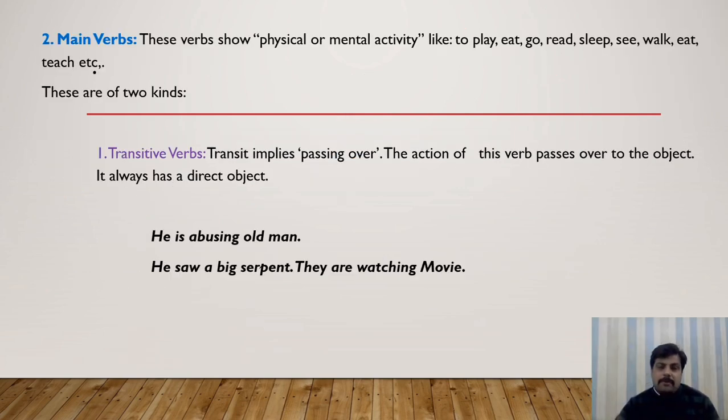Now when we talk about main verbs, I have already told you that main verbs show physical or mental activity. जैसे play, eat, read, sleep, see, think, what, that is all action. When you think, there is a psychological action in your brain. Okay, so body always has an action, whether it is psychological or physiological.